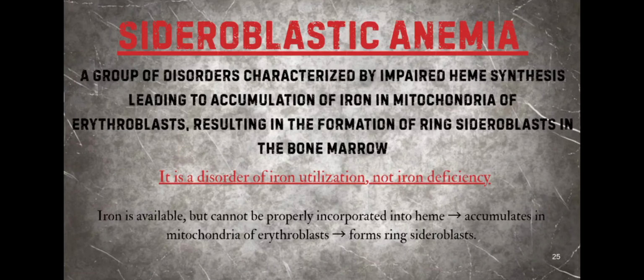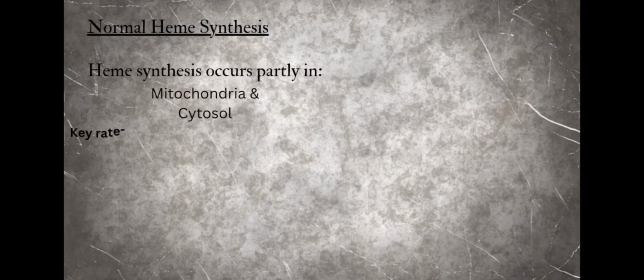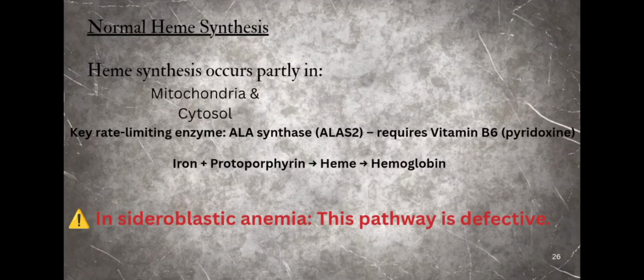Sideroblastic anemia is a group of disorders characterized by impaired heme synthesis, leading to accumulation of iron in mitochondria of the erythroblasts, resulting in the formation of ring sideroblasts in the bone marrow. It is a disorder of iron utilization, not iron deficiency. Iron is available but cannot be properly incorporated into heme, which accumulates in the mitochondria of erythroblasts and forms ring sideroblasts.